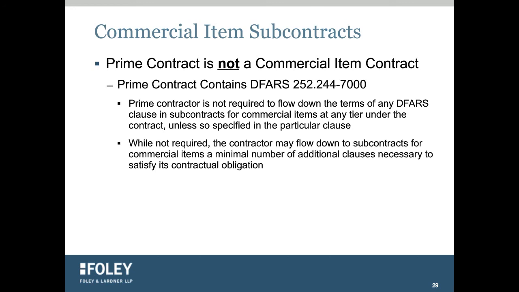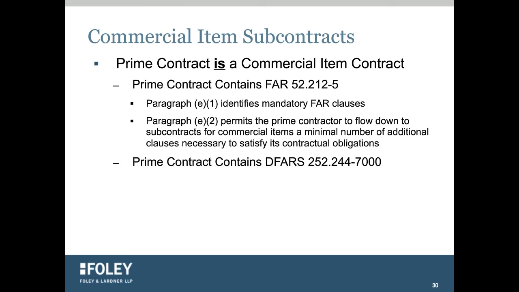If the prime contract is a commercial item contract, it contains that check the box clause, 212-5, and in paragraph E1 of that clause, it also includes a list of what you must include in commercial item subcontracts. It's close to what's in 244-6, but it's actually not exactly the same, not clear why. But it also has the right for the prime to flow down some additional clauses. So the prime contractor, higher tiered subcontractor, you have more bargaining power, you're the customer. Know that there are some clauses that must be flowed down.